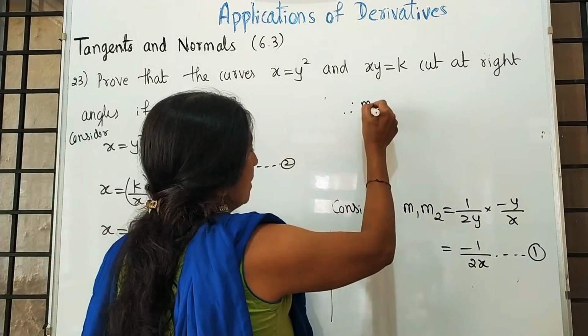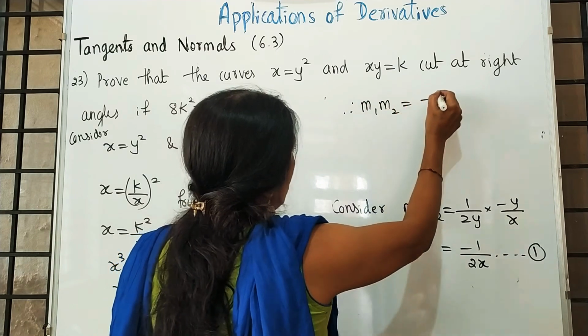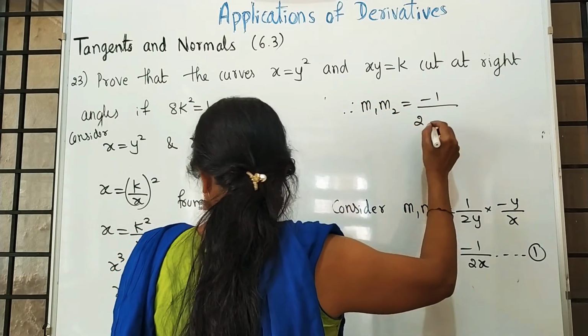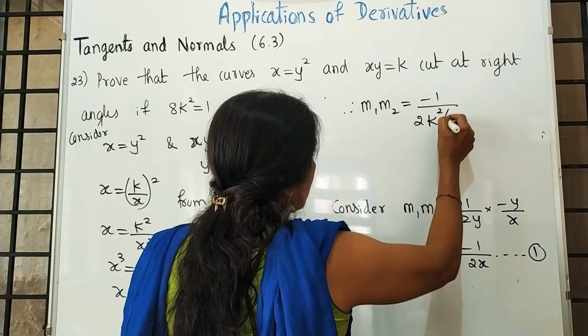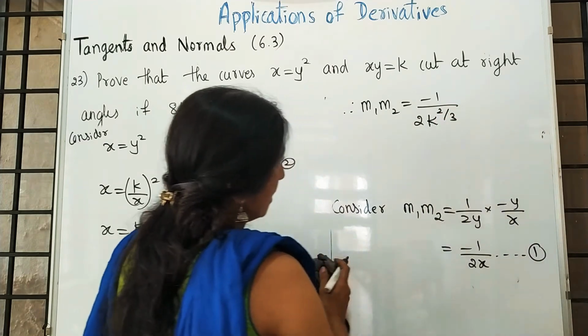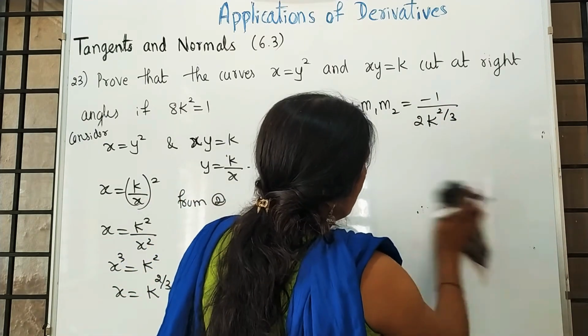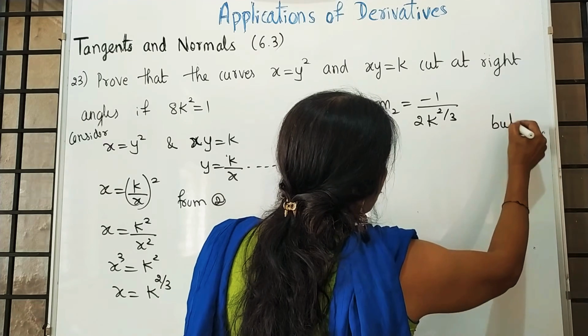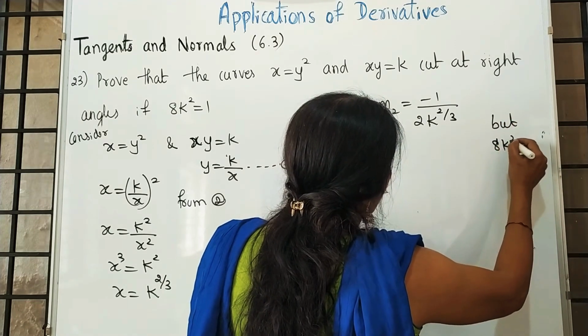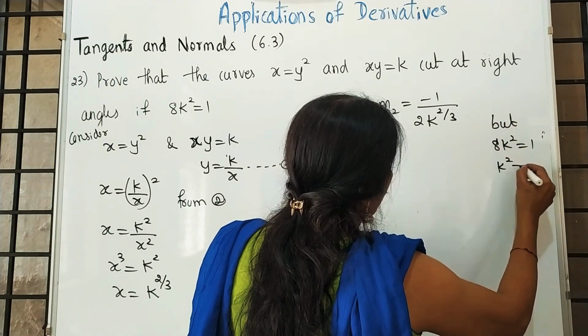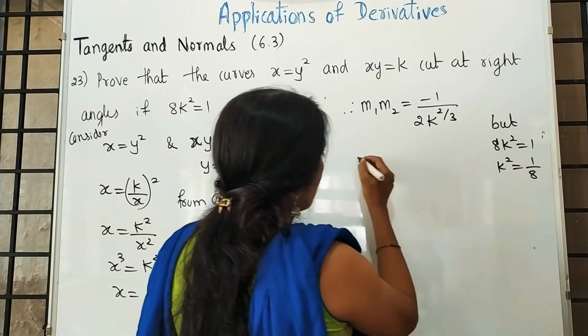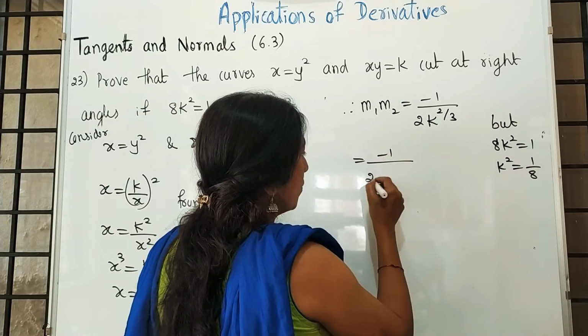Therefore, m1 into m2 is equal to minus 1 upon 2. X is what? X is k raised to 2 by 3. But 8k square is equal to 1, so k square is 1 by 8. So, it is minus 1 upon 2.